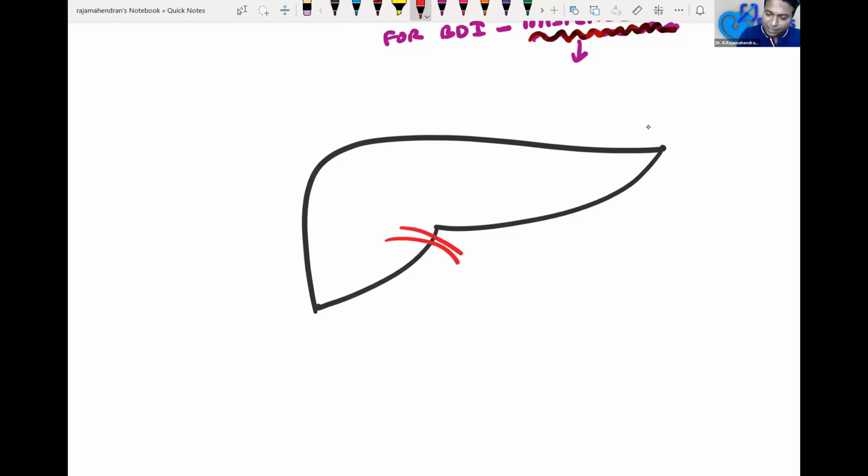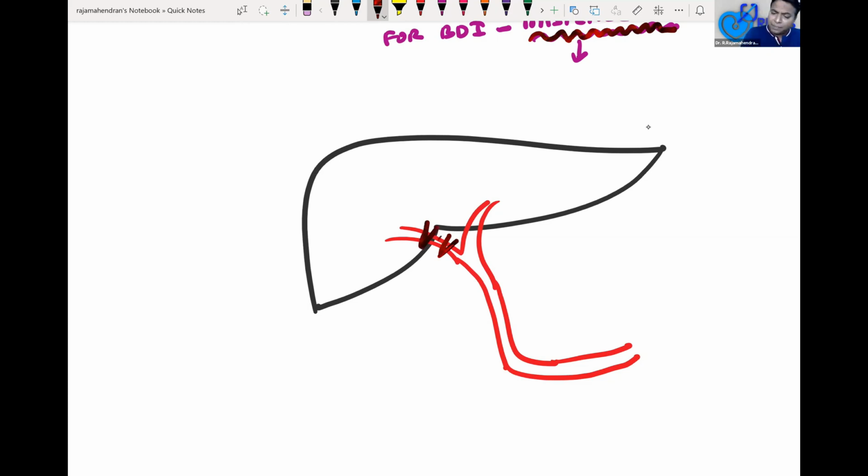So this is the right hepatic artery. This is the left hepatic artery. This is the proper hepatic artery. This is the hepatic artery. So why should I worry if I clip this right hepatic artery? I clip it on two sides and cut the right hepatic artery. The right lobe will not go for necrosis or gangrene.